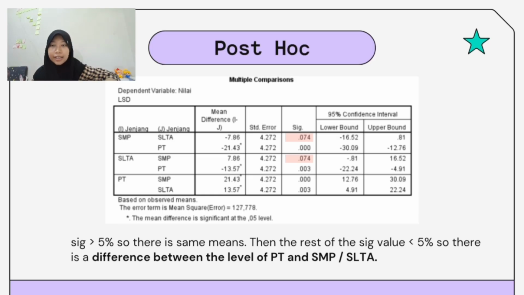We use the LSD, and from the comparison of the jenjang, this is not the gender, but the jenjang in SMP, SLTA, and perguruan tinggi, just like that. And we see the significance, and there are some that are more than 5%, which means the same, and the rest of the significant values are less than 5%. So the difference between the level of perguruan tinggi with SMP and perguruan tinggi with SLTA is different.